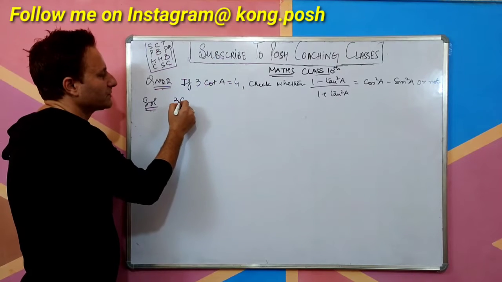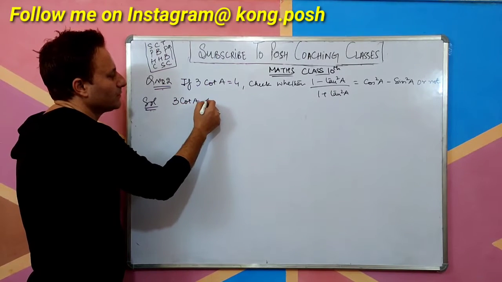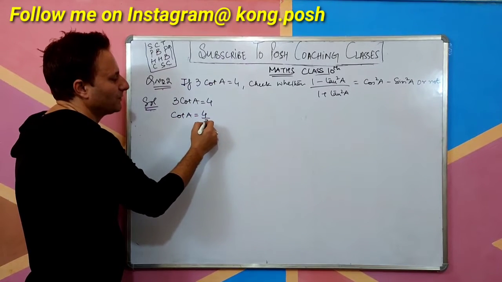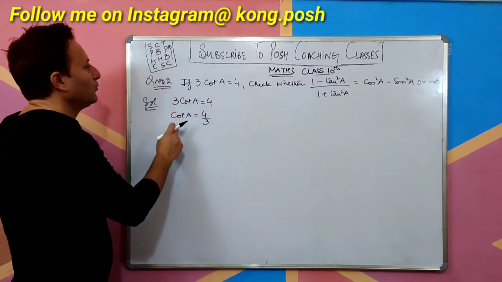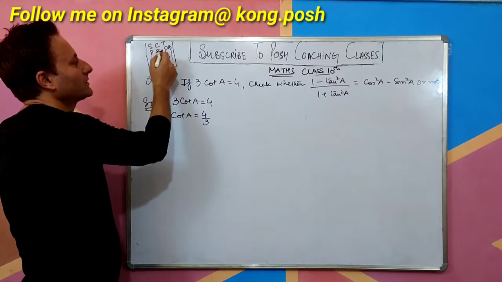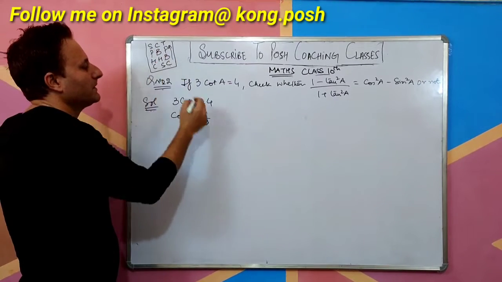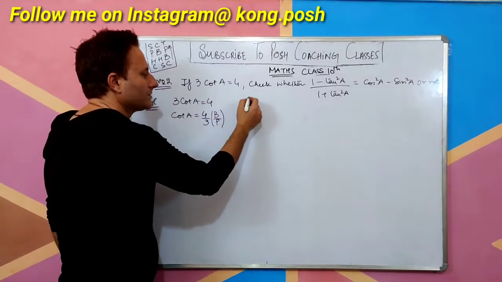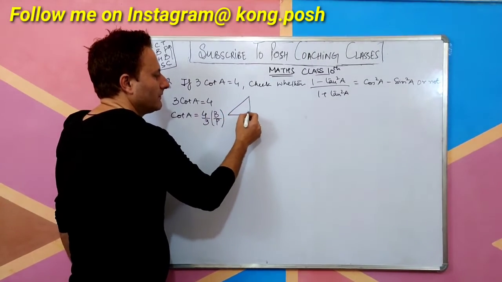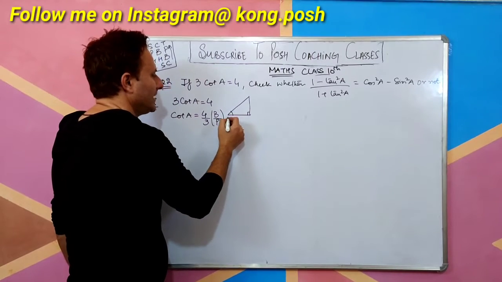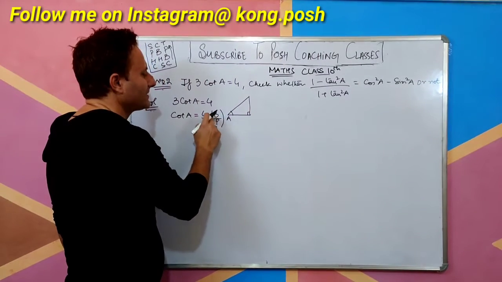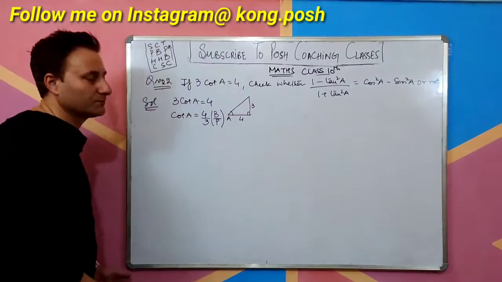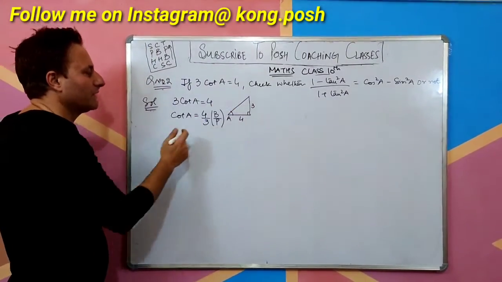So solution, we'll take the given thing. What is given? It is 3 cot A is equal to 4. So cot A is equal to 4 upon 3. Now we know cot, sine, cos, tan, cosec, sec, it is based upon perpendicular. So if I just draw a small figure, if this is A, then we have base upon perpendicular. Base is 4 and perpendicular is 3. So the first thing, we need to find the hypotenuse.